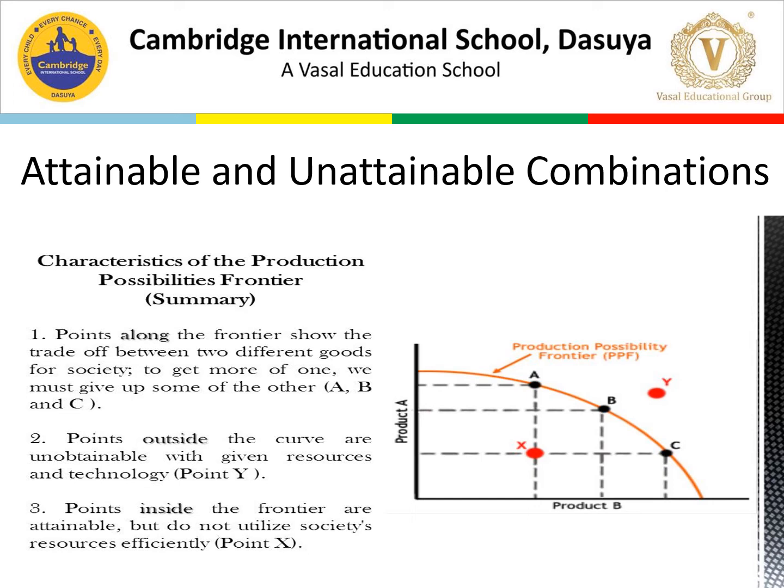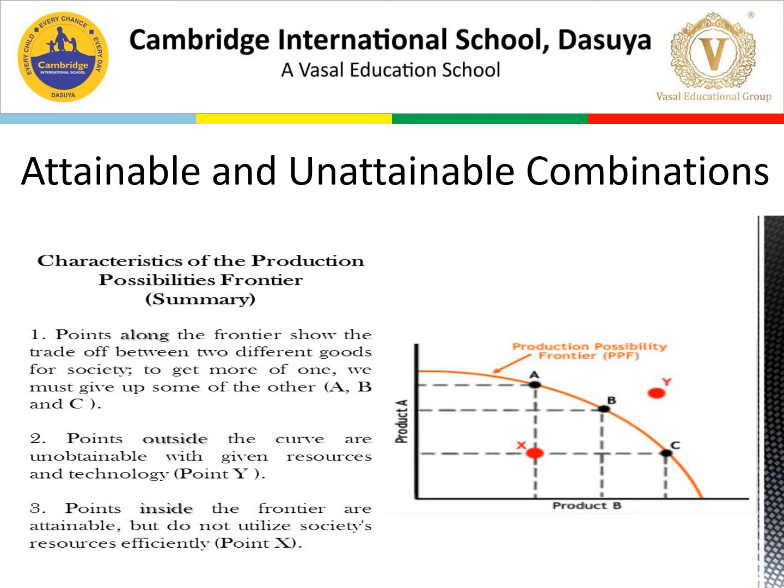Now, point Y is unattainable, or unobtainable. That means this point is beyond the combinations which we can produce. We don't have the different technology, and we don't have the resources to reach this point. So this is an unattainable point when we are talking about the production possibility frontier.